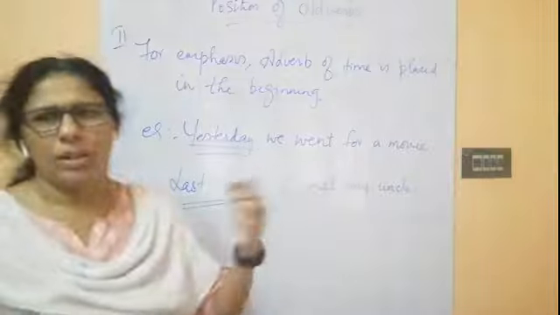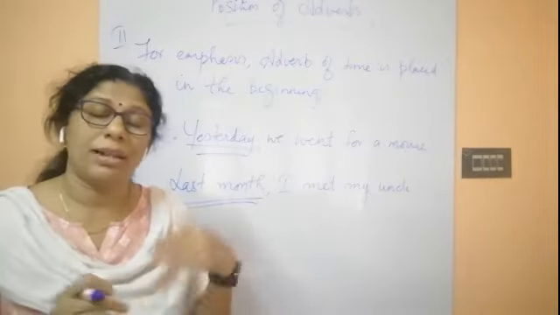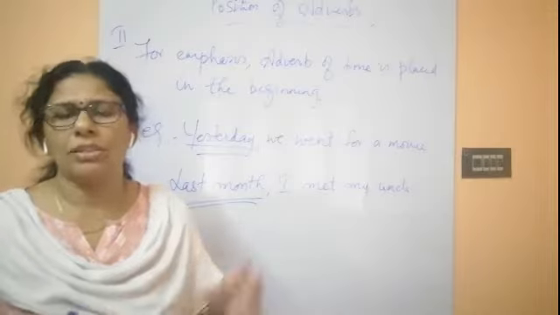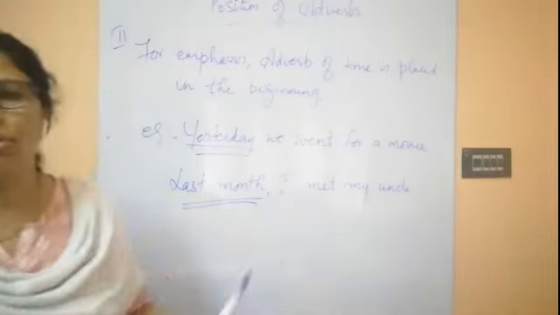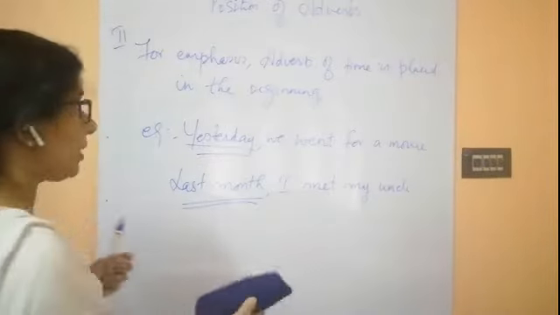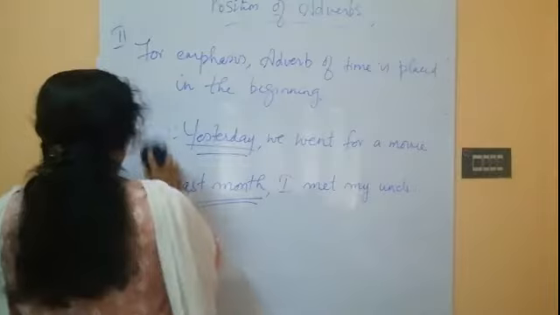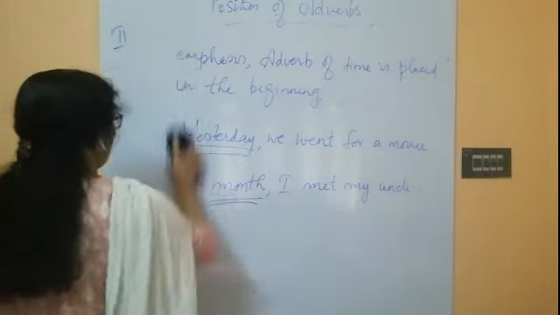It's very simple. First rule: the adverb of manner, time and place will be placed after the verb if it is intransitive and after the object if it is transitive. And the second rule is that if you want to give more emphasis, you have to place the adverb of time in the beginning. So this is a simple rule. I hope this is also clear to all of you.